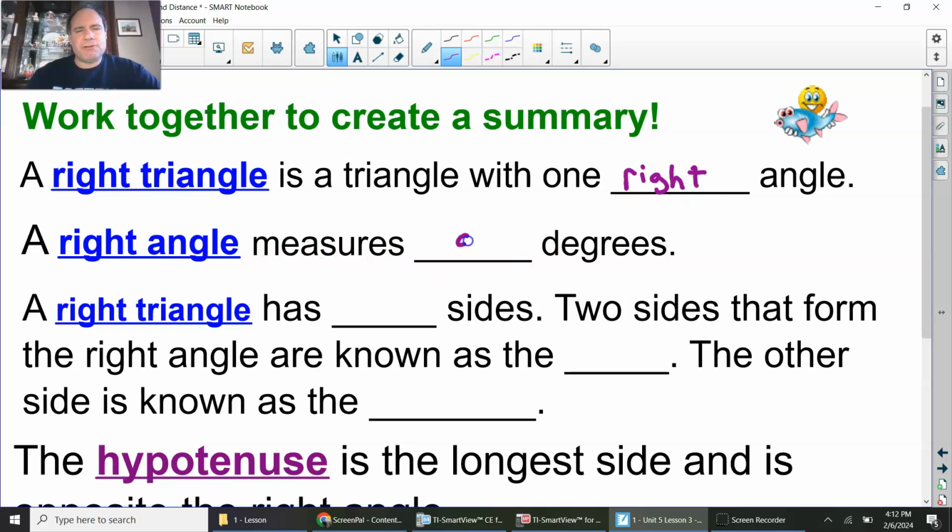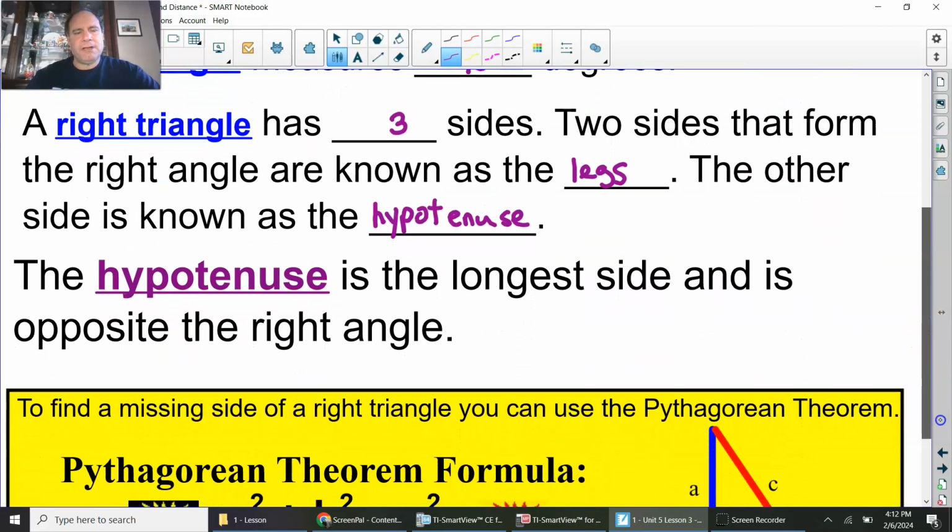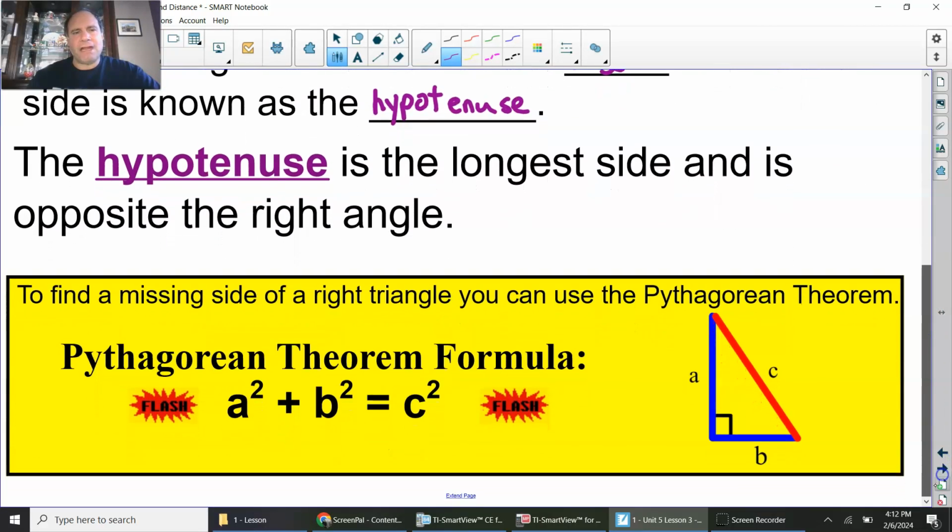A right angle's measure is 90 degrees. A right triangle has three sides. The two sides that form the right angle are known as the legs. The other side is known as the hypotenuse. The hypotenuse is the largest and the longest side. So just remember, it is opposite the right angle.